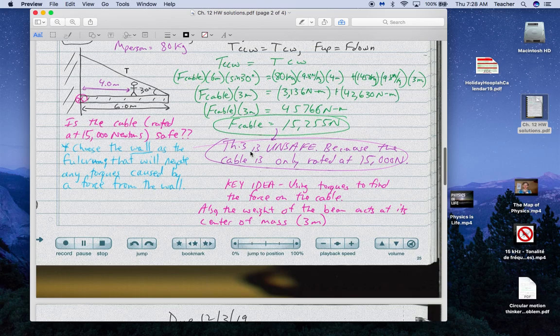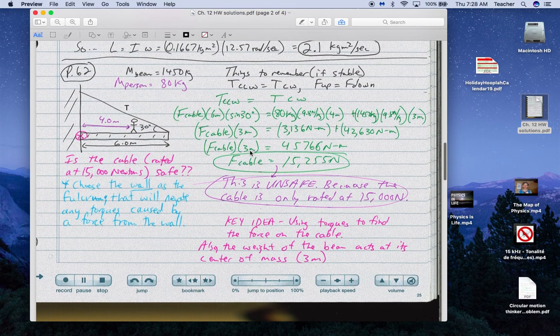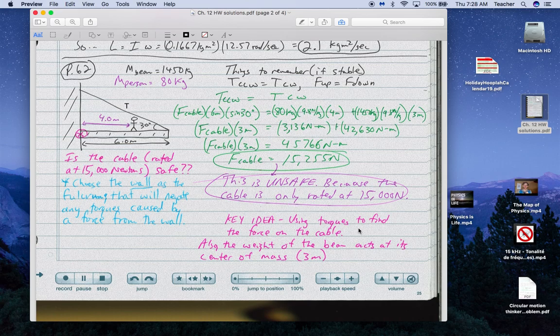Even rounding that off, that's definitely unsafe because the cable was only rated for 15,000 newtons. So the big idea: you're using torques to find the force in the cable. The weight of the beam acts at its center of mass.